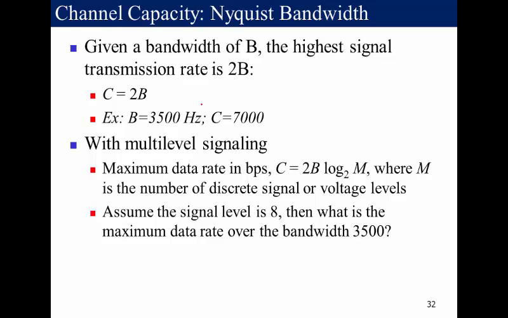So for example, we have an example. You can follow this example with the multi-level, if there is a 2 level, then apply that. If you have a 3,500 hertz band of frequencies, then the maximum capacity, ideal and maximum, is 7,000 bps, bits per second.